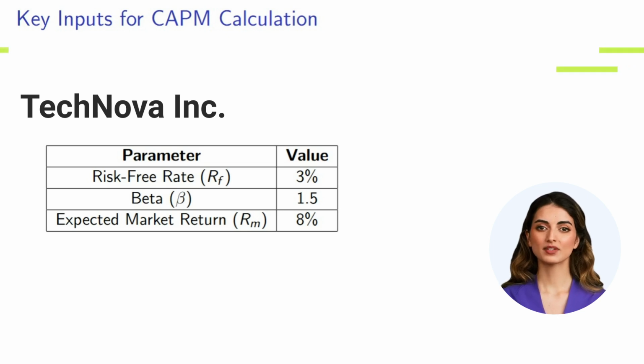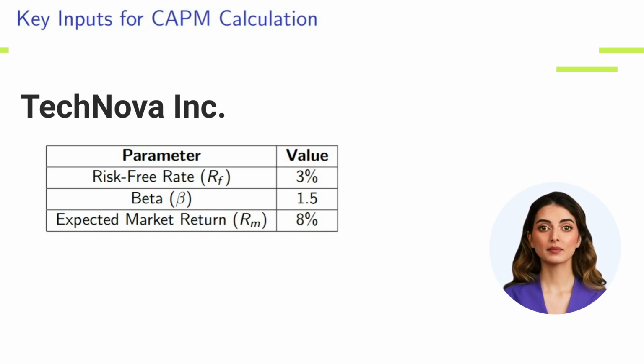Let's see it in action with a real-world example. Imagine we're analyzing a popular tech stock, say Teknova Inc. Here's what we have. The current risk-free rate, represented by a US Treasury bond, is 3%. Teknova Inc. has a beta of 1.5, indicating it's more volatile than the market. The expected return on the market is 8%.